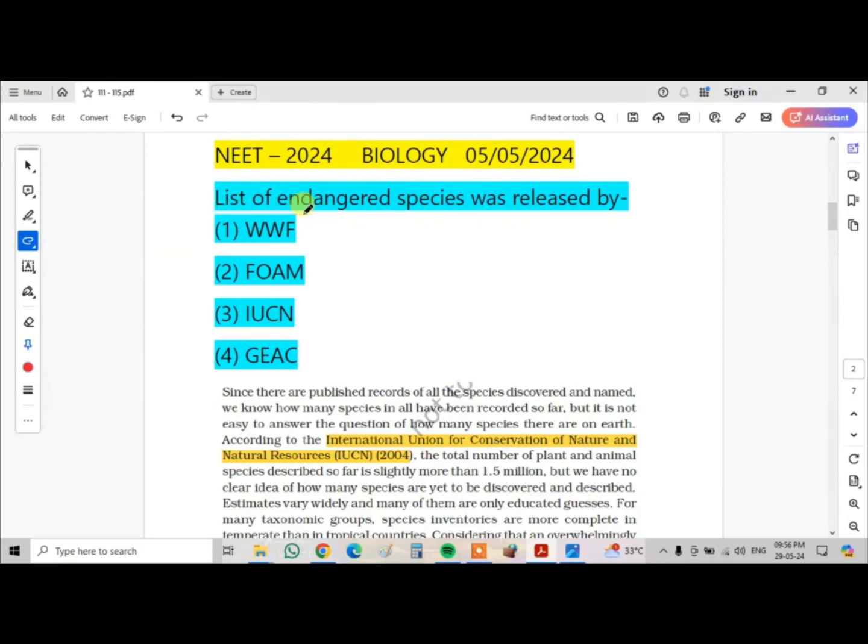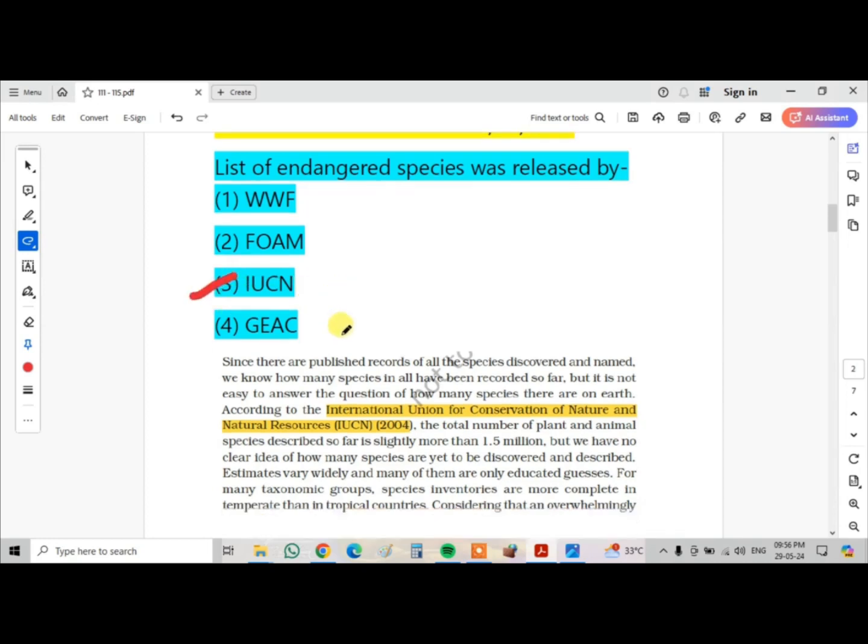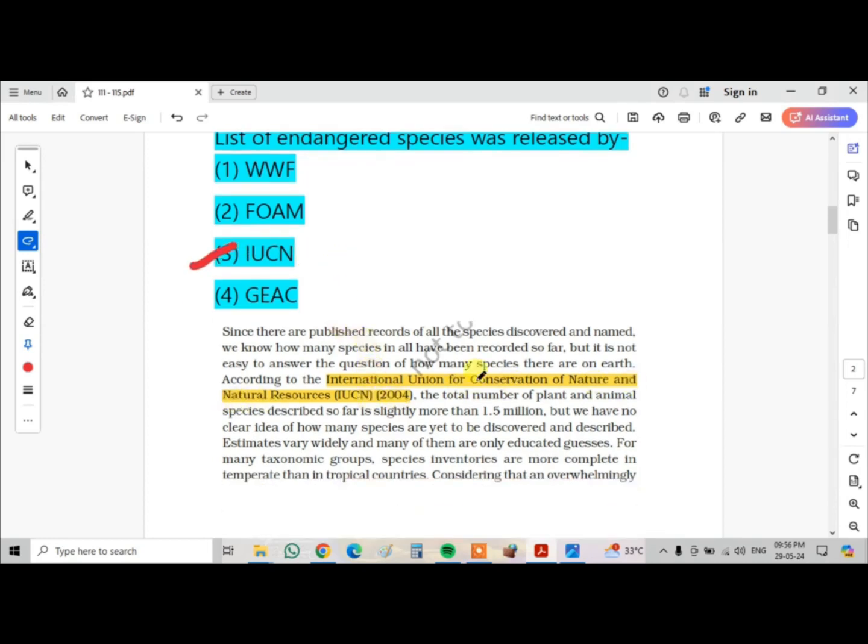Biology NEET 2024. The list of endangered species was released by IUCN. Option 3 is the answer. International Union for Conservation of Nature and Natural Resources. And you can see the NCERT line here, and this is from the chapter known as biodiversity.